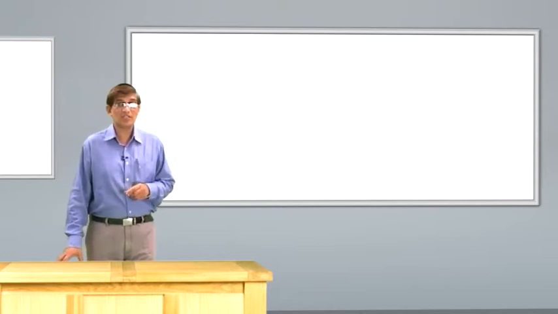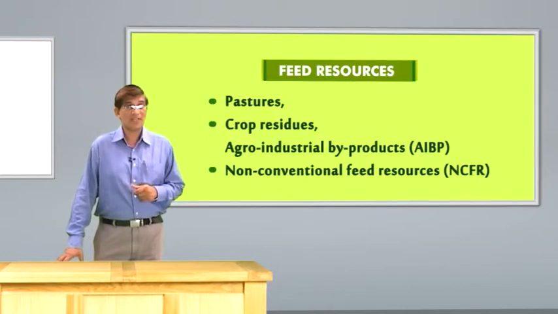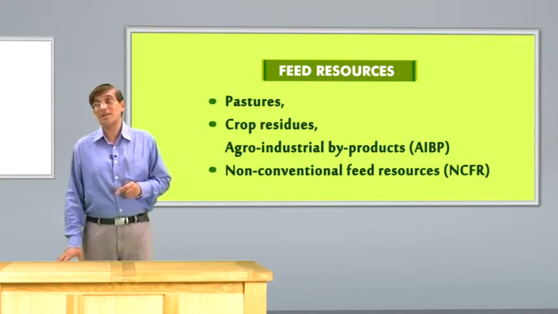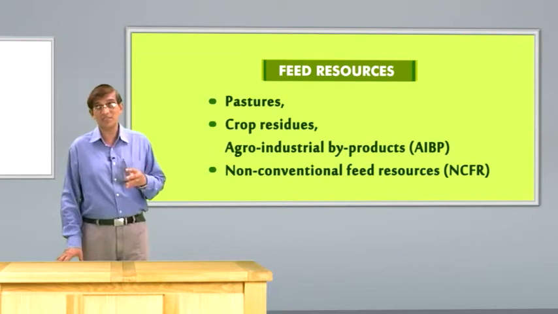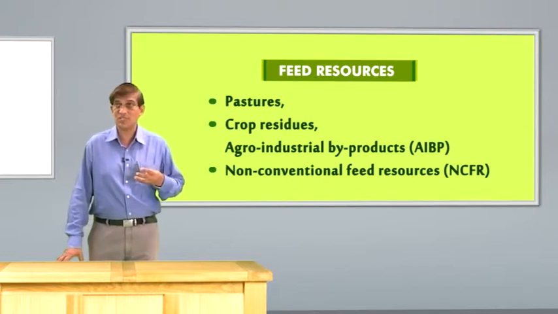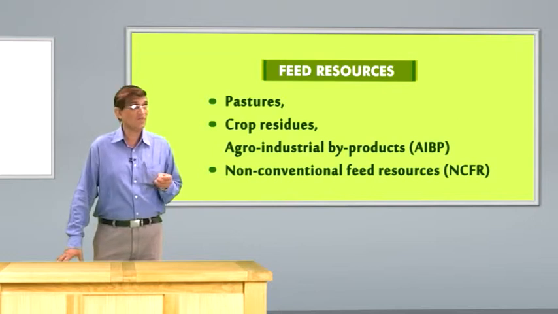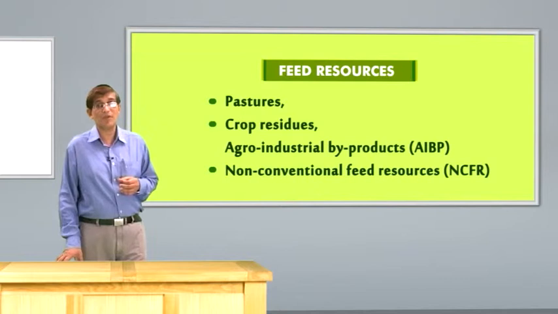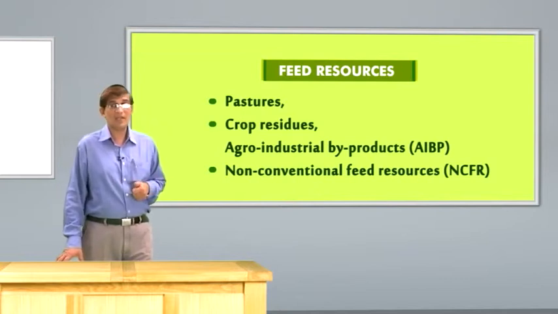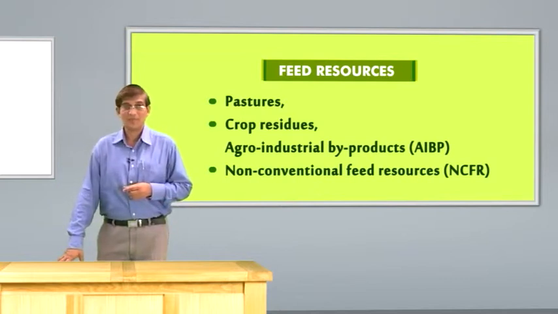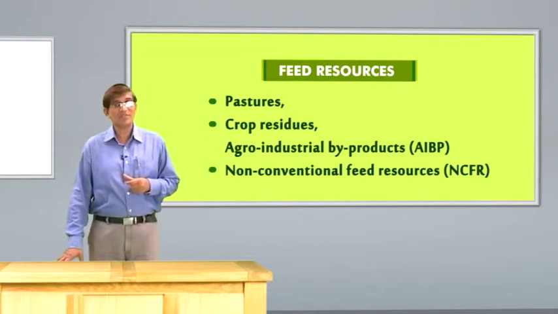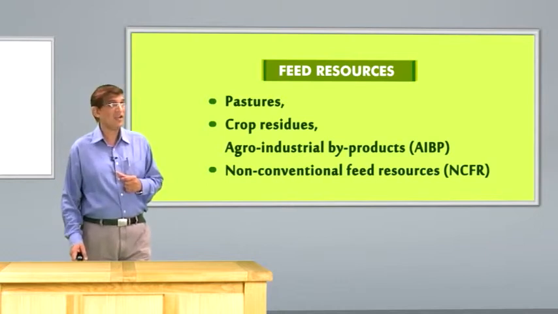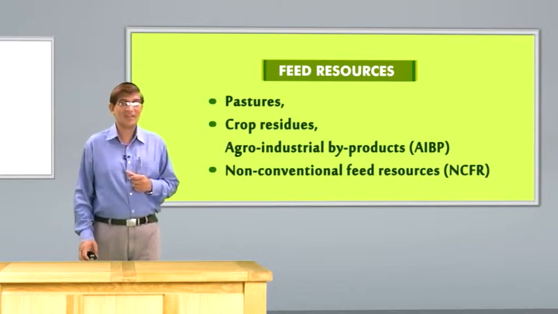Similarly, for feed resources, we get feed from pasture land, crop residue, agro-industrial byproducts, and non-conventional feed resources. We will discuss these 4 areas of feed resources for our livestock, especially pasture land, which is the oldest form of availability of feed to livestock. It includes edible grasses and other plants. In India, more than 80% of the livestock population thrive on pasture, and pasture land is denuded day by day.